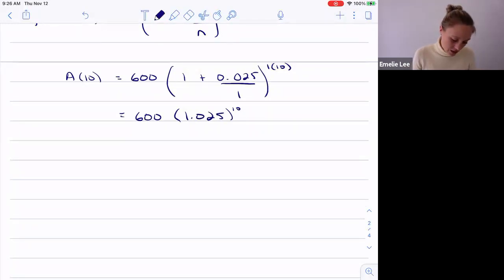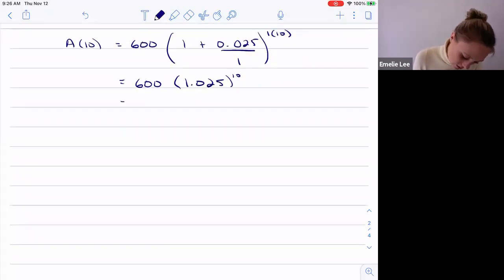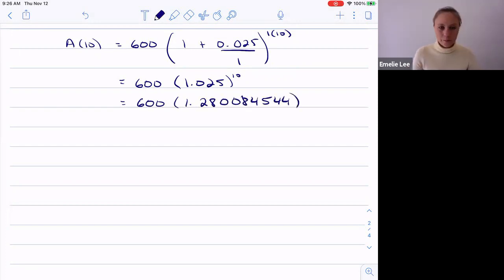1.025 to the power of 10 is roughly 1.28008. So 600 times 1.2800844544, roughly. I always write out as many decimal places as I get on my calculator. It's kind of hard to stop.